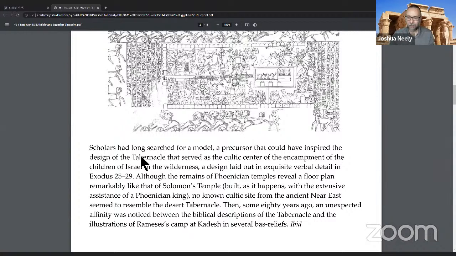Then, some 80 years ago, an unexpected affinity was noticed between the biblical descriptions of the tabernacle and the illustration of Ramses' camp at Kadesh in several bas-reliefs.